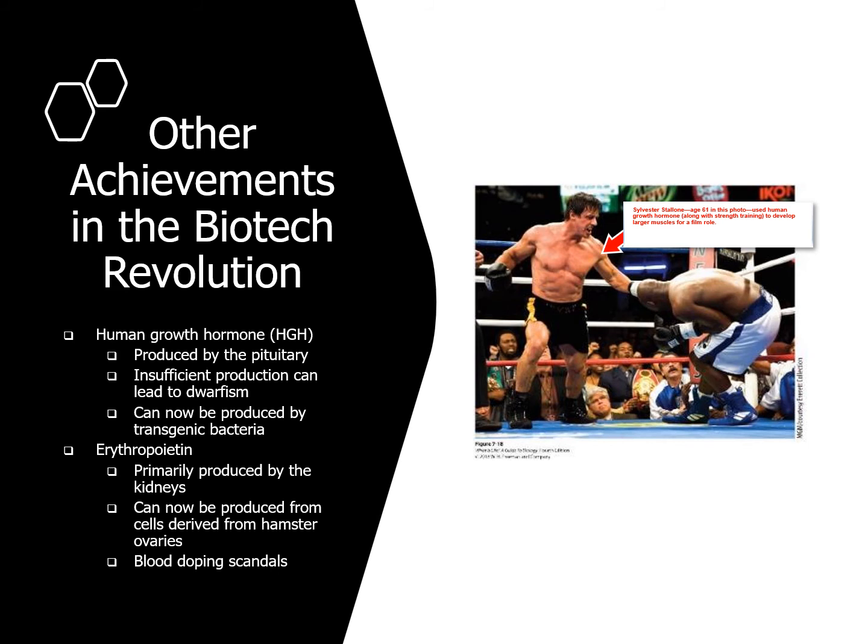The next hormone is erythropoietin. This is primarily produced by the kidneys, and it is used to create red blood cells. It can now be produced from cells derived from hamster ovaries, which is probably one of the weirdest things you're going to hear today. But erythropoietin is very important in helping treat anemia, because you want to increase the number of red blood cells, and that is what that hormone does.